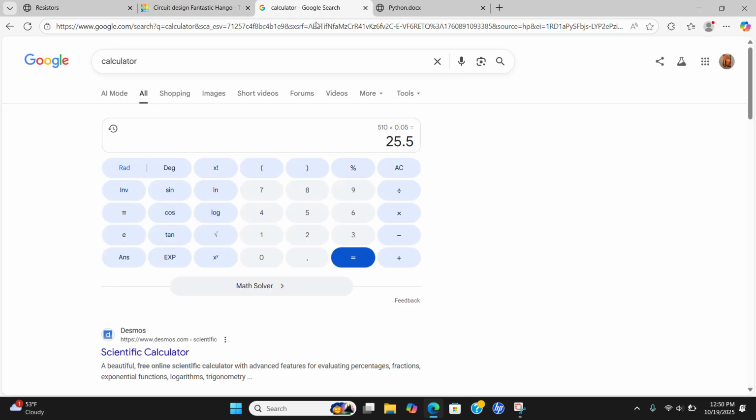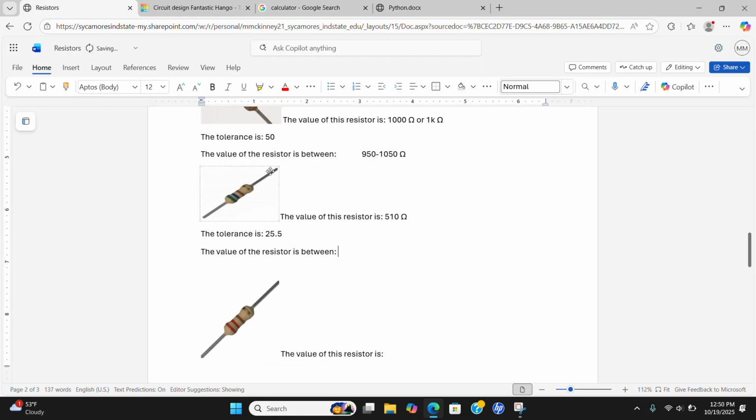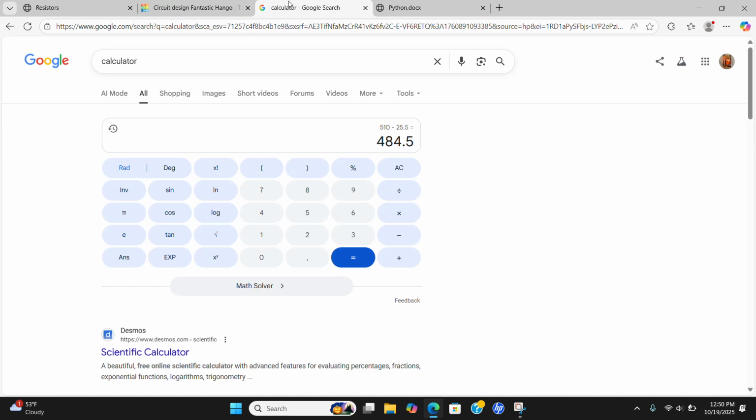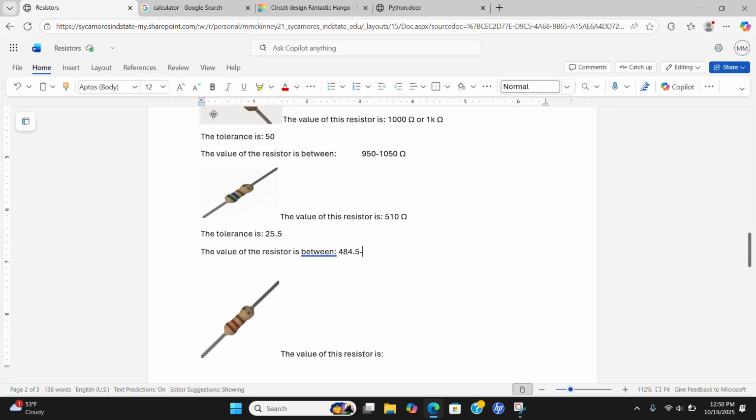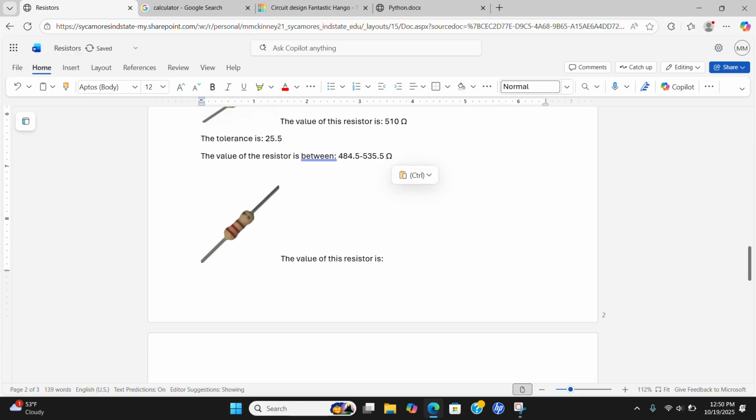So we're going to take 510 minus 25.5, and that gets us 484.5. And 510 plus 25.5 is 535.5 ohms. Now when I write ohms here, it's referring to both values.